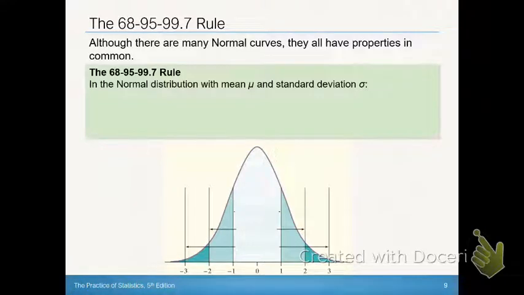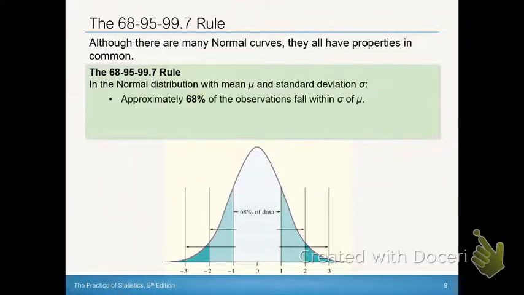Next, we'll take a look at what's called the 68, 95, 99.7 rule. This is a way to approximate the area under a certain part of the normal curve. A little later on, we're going to learn to find the exact values without as much estimation, either using a z-table or our calculator. But for now, just to get an idea of how this works, we're going to look at this rule, which helps us to estimate.